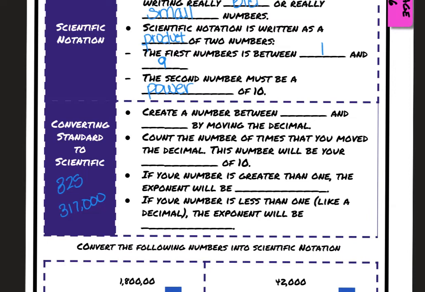So you need to create a number between 1 and 9 by moving the decimal. Count the number of times that you move the decimal. This number will be your exponent of 10. If your number is greater than 1, then your exponent is going to be positive. If your number is less than 1, so like a decimal, your exponent will be negative.